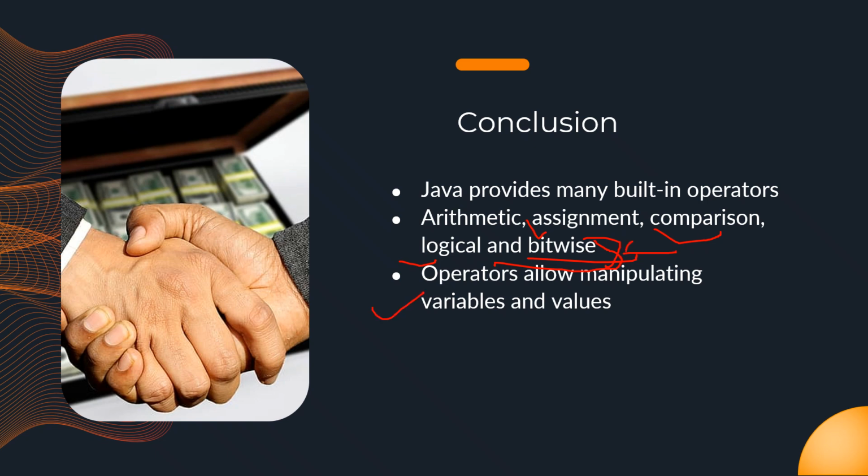Now what is the role of operators? Operators allow manipulating variables and values. These are very important in our program, because when we write code in Java, we use operators commonly.